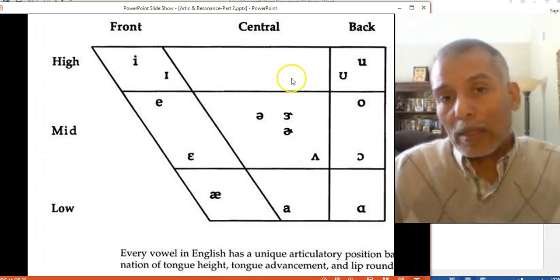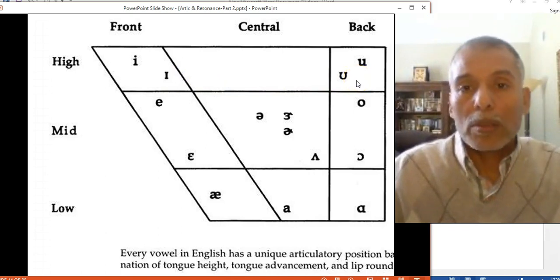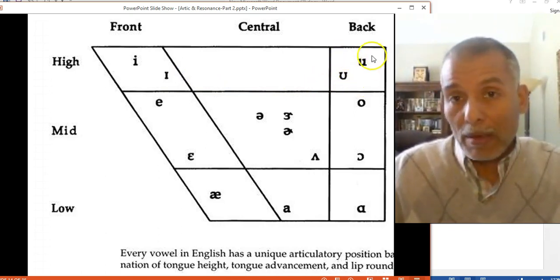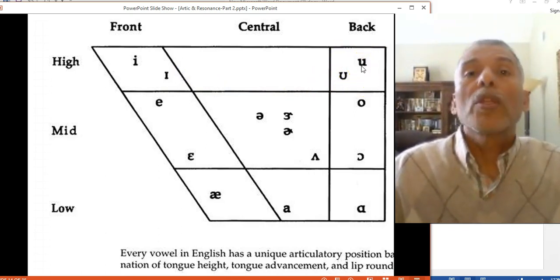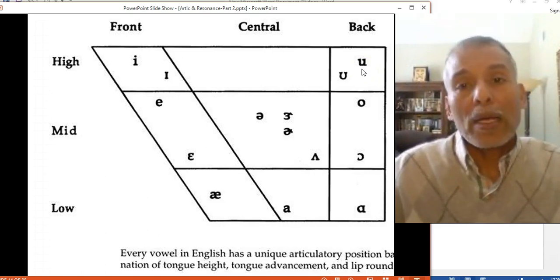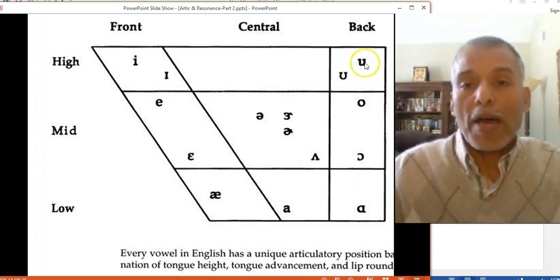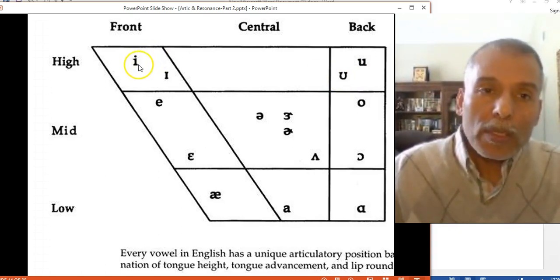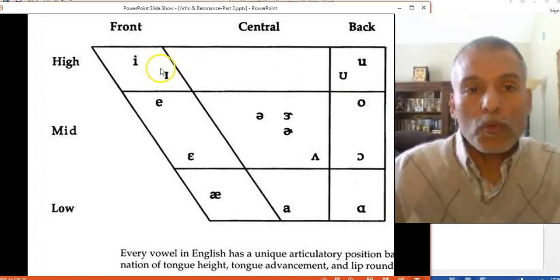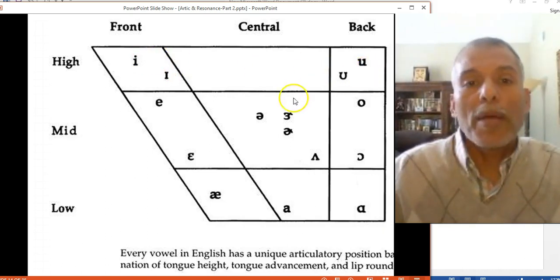Let's look at the back vowels. They are also high back vowels. And they include the oo and o. So oo is a high, back, tense, rounded vowel. And then the o is exactly the same, except that the o is lax. So these are the high vowels. Two high front, and two high back.